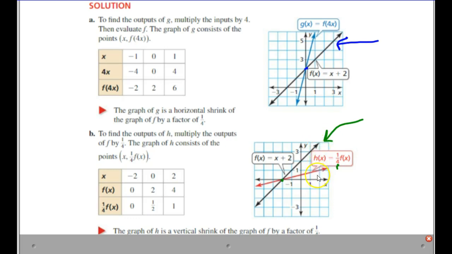So if you'll notice, when my x value was 2, and I'm going to use this because it works well, my original y value was 4. Well, since I'm dealing with 1/4 right here, I know that this is going to be multiplied times that 1/4, or it's also the same as divided by 4. So my new y value is going to be at 1.